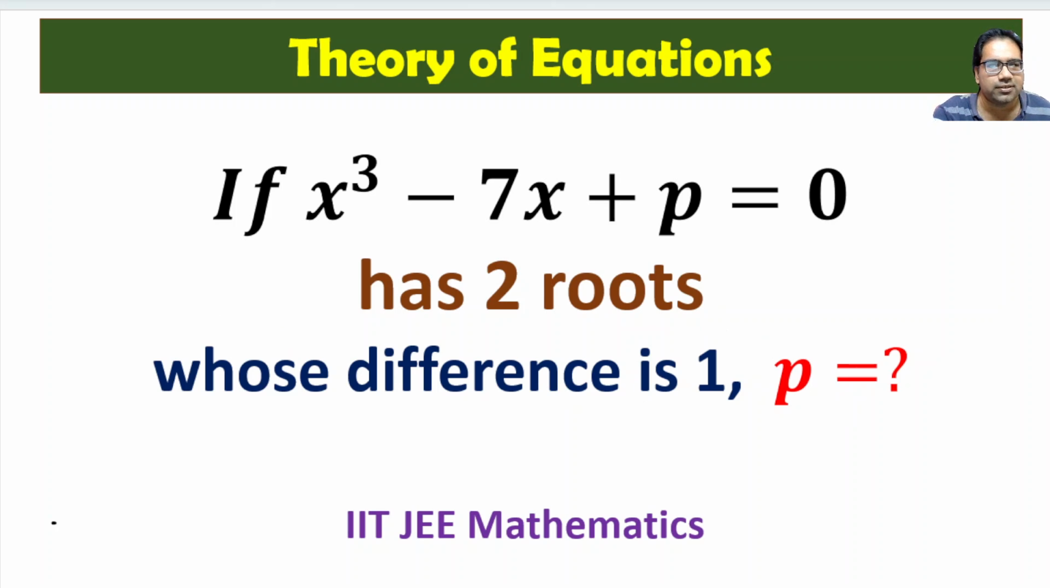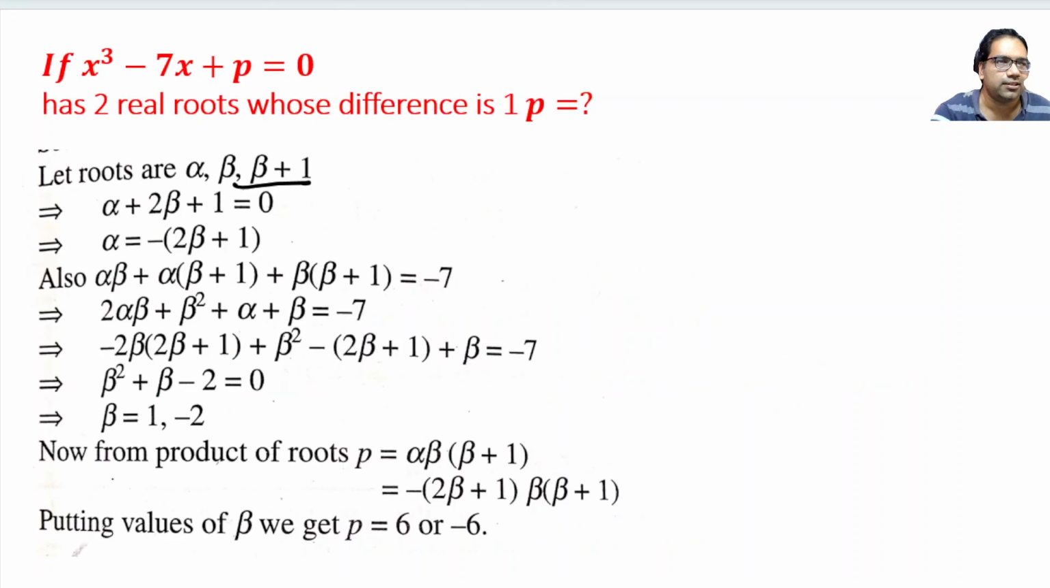Okay, so let us assume these are the three roots. It will have three roots, right? The three roots are alpha, beta, and beta plus 1. For beta and beta plus 1, the difference is equal to 1.